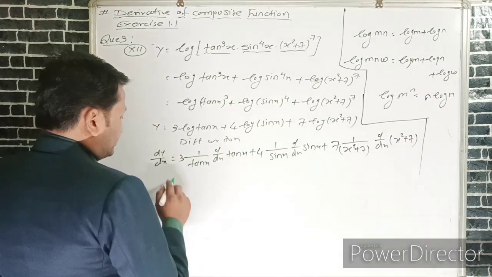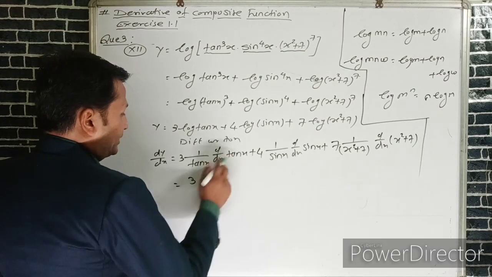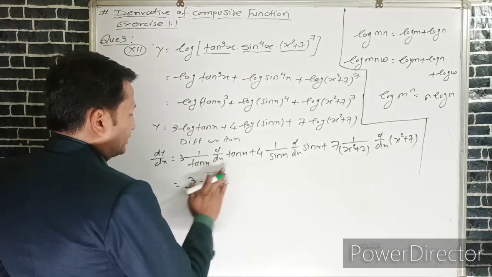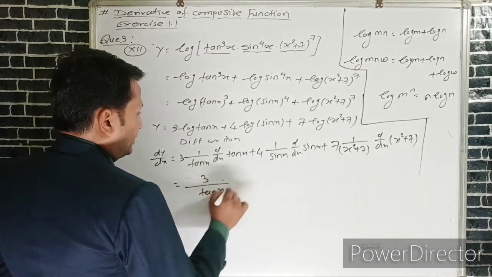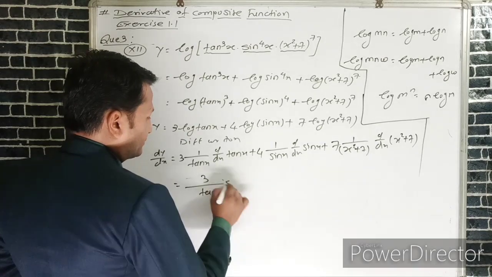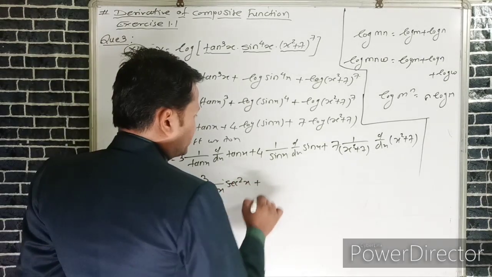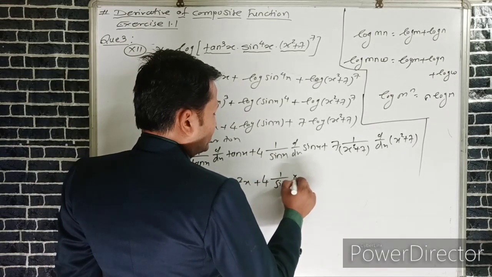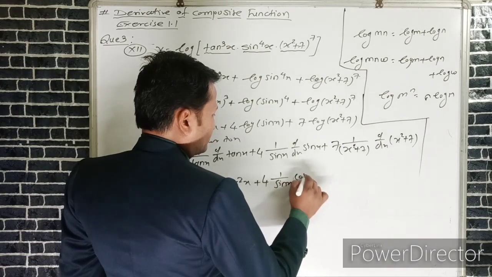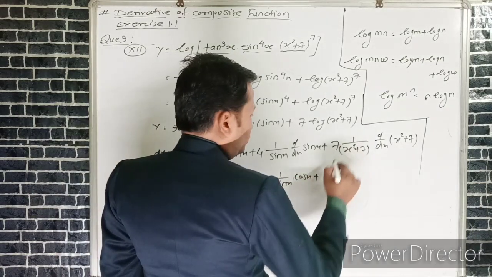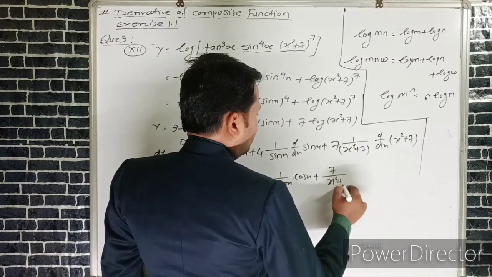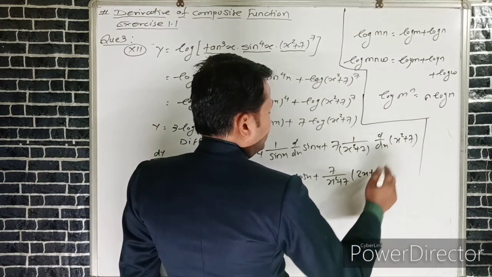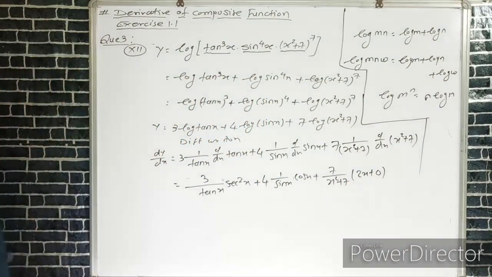Hence, we can write 3 into the derivative of tan x, which is sec square x, upon tan x, plus 4 into 1 upon sin x into the derivative of sin x, which is cos x, plus 7 into 1 upon (x squared plus 7) into the derivative of x squared, which is 2x, plus the derivative of 7, which is a constant function, so it is 0.